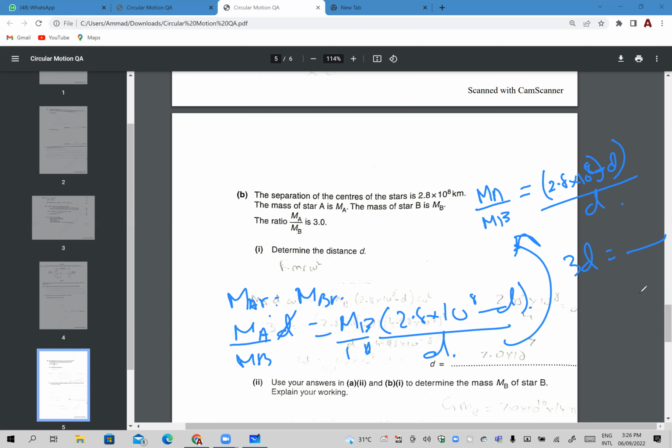Let's make D the subject of the equation. 3D plus D हो जाएगा, 4D बन जाएगा, is equal to 2.8 times 10 to the power of 8. Divided by 4 करके the answer that you will get here is 7 times 10 raised to the power of 7 kilometers.